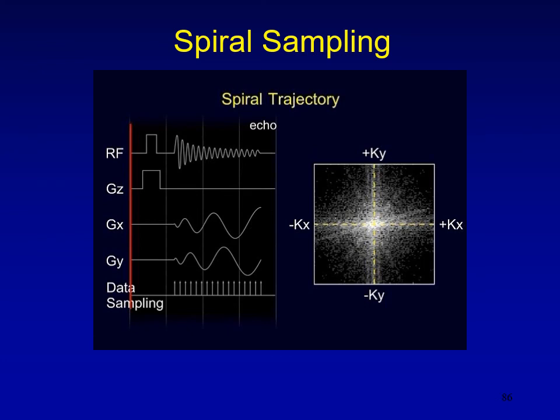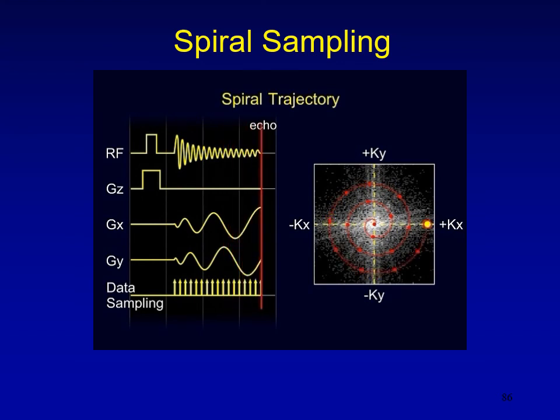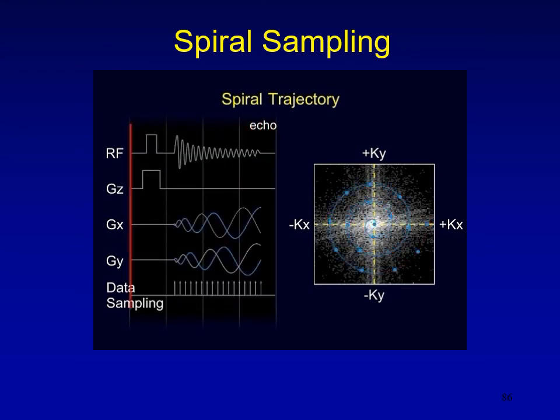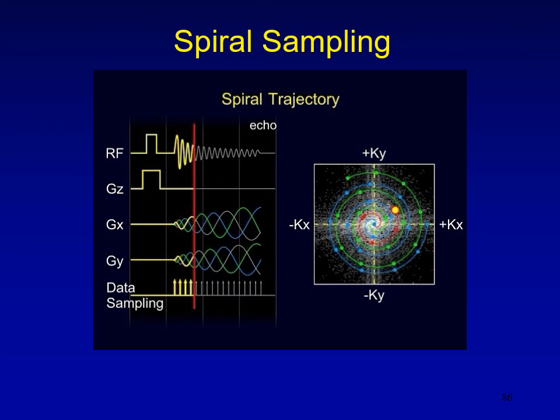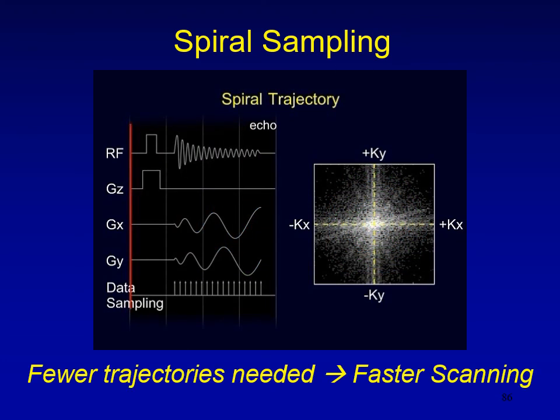Let's watch the trajectory through k-space with spiral sampling. See, oscillating X and Y gradients, sampling as one goes, different oscillation patterns until all the data that one wishes is achieved. And ultimately, you get fewer trajectories needed for the types of specialty scanning in which this is used, and get overall faster scanning.